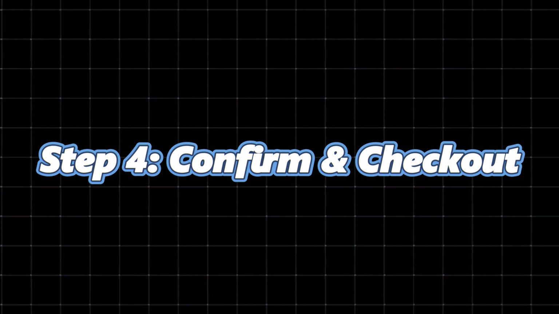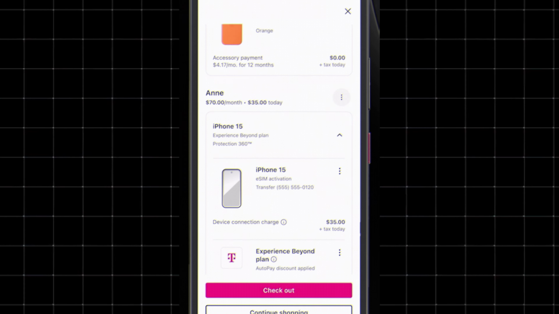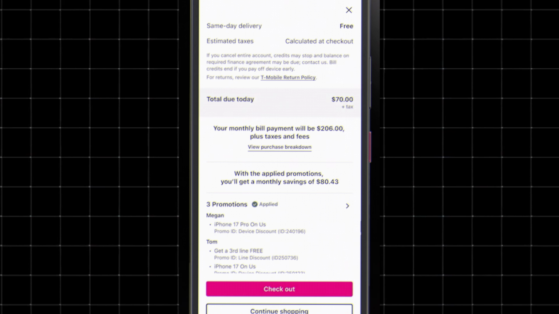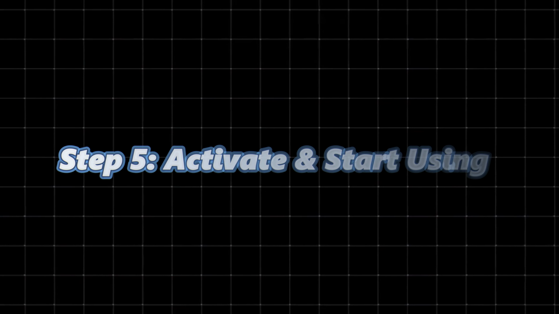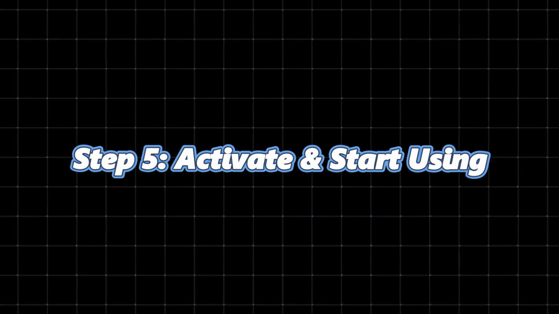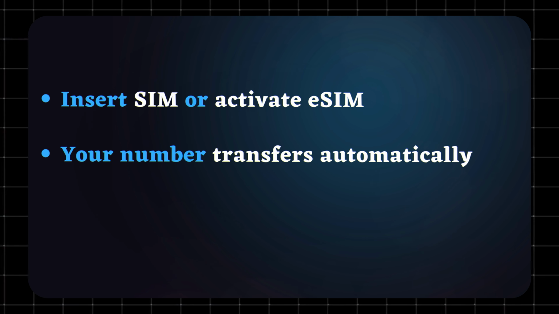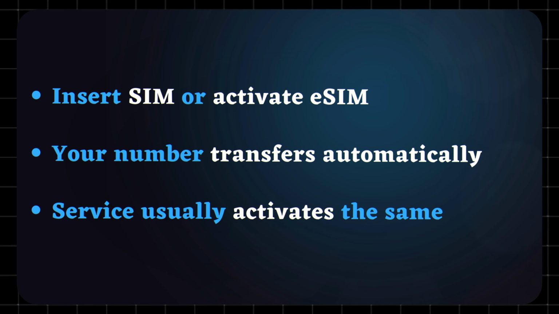Step 4. Confirm and check out. Review number of lines, plan details, any new devices, choose delivery method, create your account PIN. Step 5. Activate and start using. Insert SIM or activate eSIM. Your number transfers automatically. Service usually activates the same day.